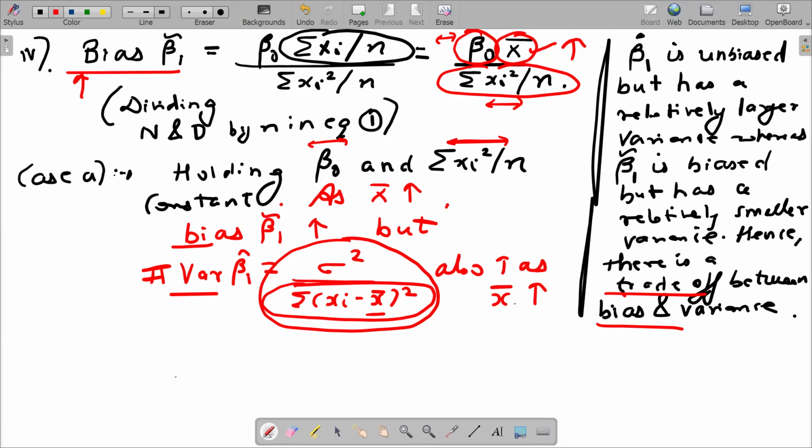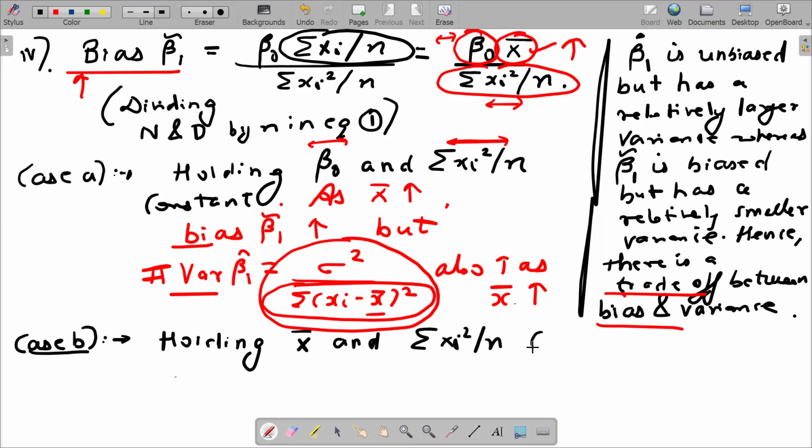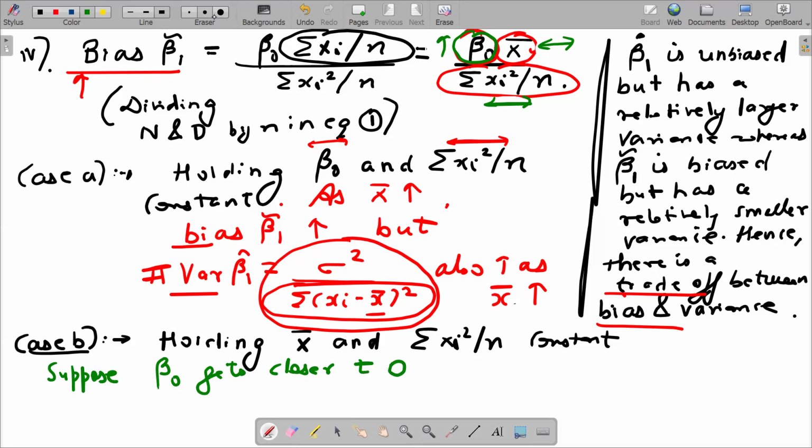Okay, so similarly, case B. Case B is holding x bar and summation xi square by n constant. So now, basically, what is kept constant? I am showing it here. So guys, x bar is constant in green color, summation xi square by n is constant, and suppose beta naught gets closer to 0. I can erase this and write that beta naught is tending to 0. Not exactly 0, but closer to 0.